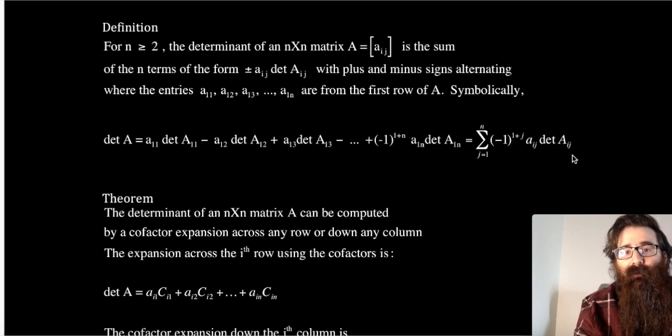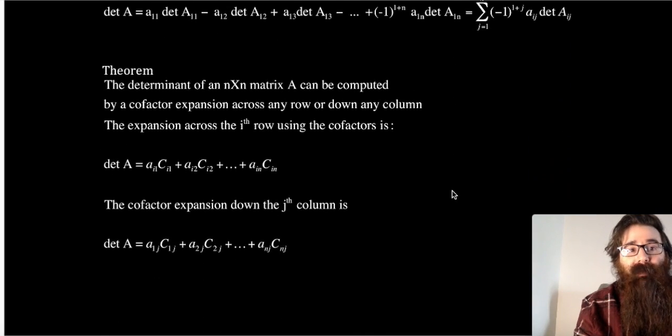Or we could write this in a closed form with our capital sigma notation. That is the sum from j equals 1 to n of negative 1 to the power of 1 plus j, and then little a sub ij, determinant of big A sub ij. Right? And we have a theorem to help us out with this.